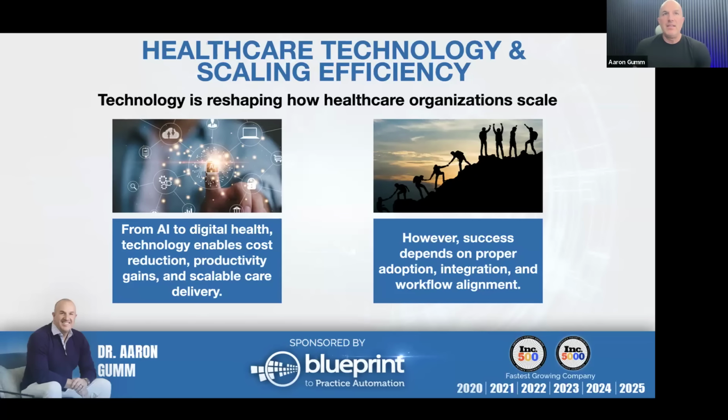So that being said, the tools that we have come out with, Blueprint to Practice Automation, you have to work at them. They're not going to jump in your office and just be used automatically. You got to use them. You got to practice them. You got to train on them. You got to get with our coaches.